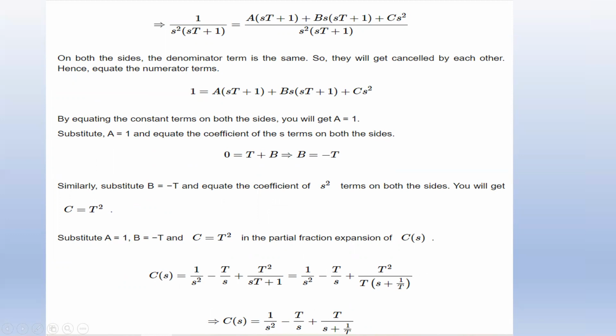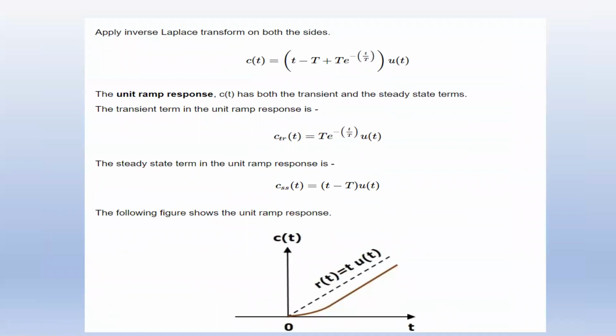If we apply the inverse Laplace transform of 1 by s square, what we have is the input signal, r of t, which is nothing but t into u of t. If we apply inverse Laplace transform to this term, what we have is the unit step signal, u of t over here. So the output can be depicted as t minus capital T plus T into e power minus t by T. This we have already discussed in the inverse Laplace domain.